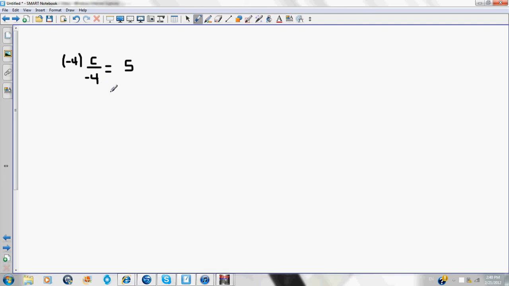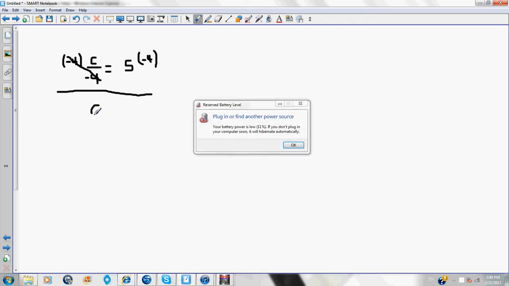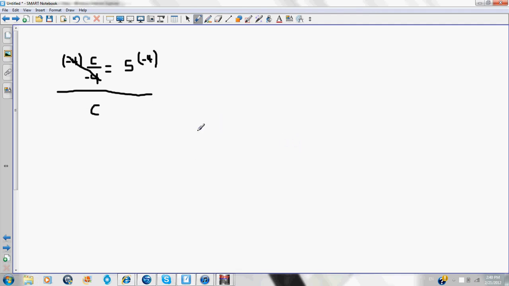And whatever you do to one side of the equal sign, you do to the other side of the equal sign. So we put a -4 on this side as well. We draw our line. The -4s cancel out because they become 1. And that makes it a c equals 5 times -4, which gives us -20. And so our answer is c equals -20.